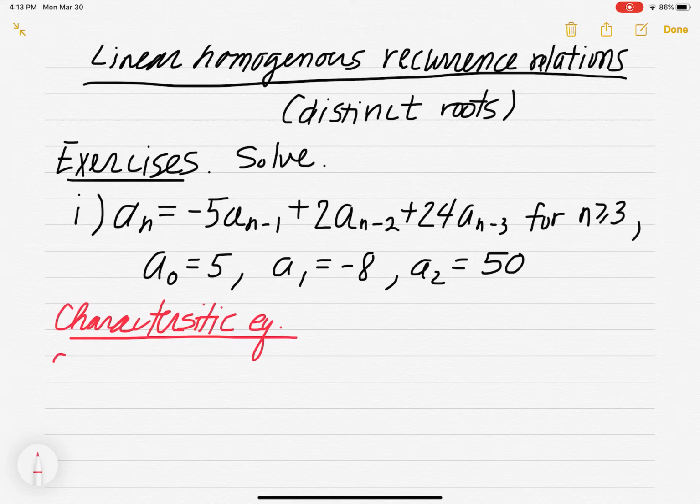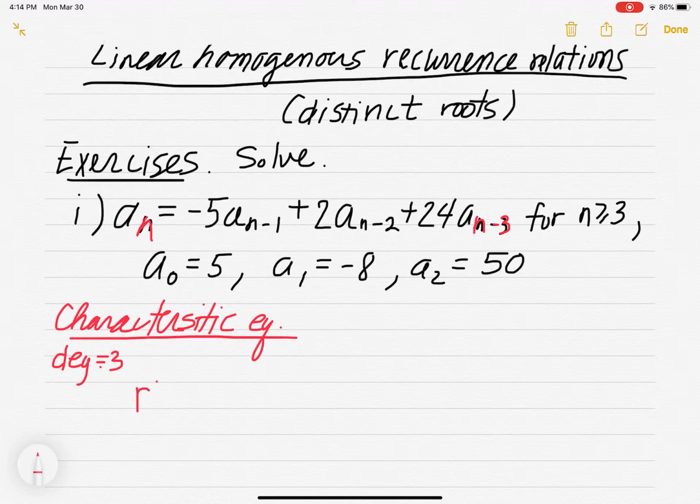So we have a degree 3 situation. Why a degree 3 situation? Well, it starts at n and counts down to n minus 3. So there's a space of 3 for the number of terms here. So n minus 3, so degree 3. So the characteristic equation is going to be a polynomial of degree 3.